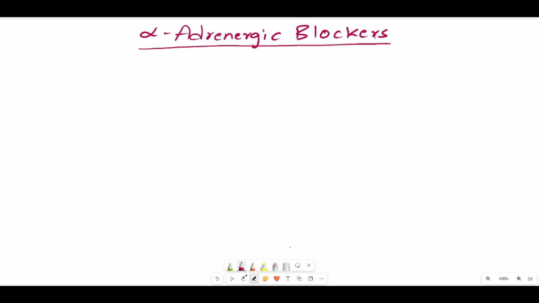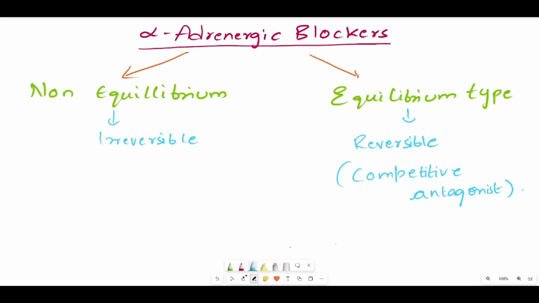Today we will be discussing another classification of pharmacology, which is the alpha adrenergic blocking drugs. These alpha blockers are not tough if you know the tricks. So let's get started. These alpha adrenergic blocking drugs are divided into two main classes. The first one is the non-equilibrium type and the second one is the equilibrium type. The non-equilibrium type is irreversible, and the equilibrium one is a competitive antagonist and it acts reversibly.